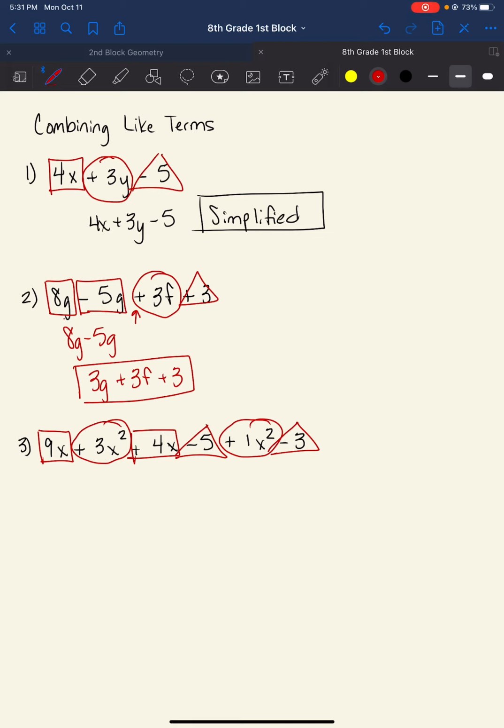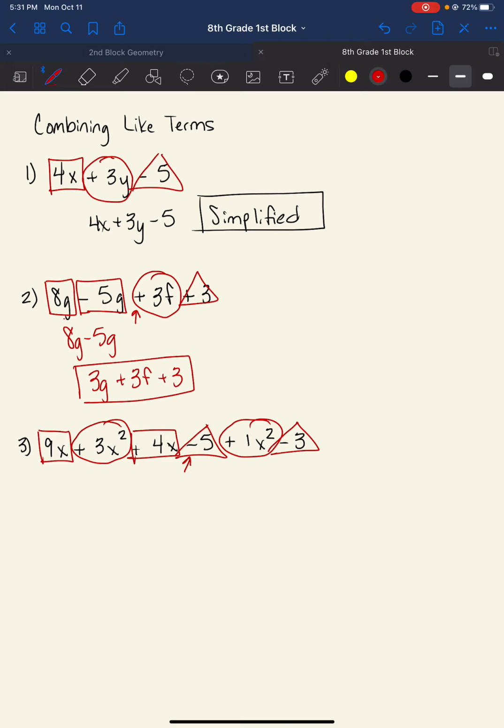Okay, now I say negative 3, negative 5. If we were reading this expression, it's 9x plus 3x squared plus 4x minus 5 plus 1x squared minus 3. But when I start combining these, I now say negative 5 minus 3 because I have to include that sign that's in front. All right, so that's why I say that. Now a minus and a negative is the same thing. There's no difference between the two. It's just how we refer to it when we're using it.